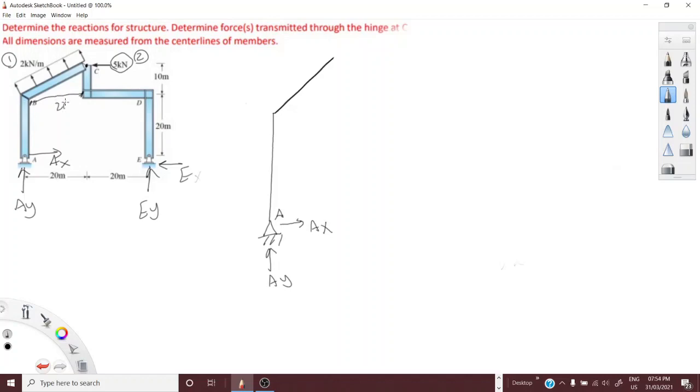this is called 20 meter, and this is called 10 meter. So what will be the hypotenuse? By saying square root of 10 squared plus 20 squared, the length of BC is 10 square root 5 meter, and 2 kilonewton per meter multiplied by 10 square root 5 meter to be concentrated. It will form a uniform load. Perpendicular should be 20 square root 5 kilonewton.